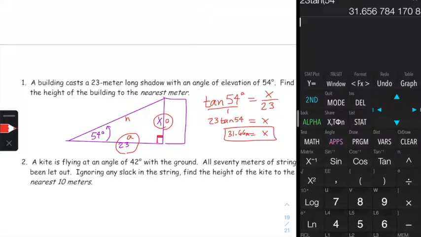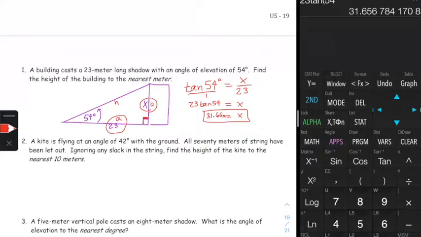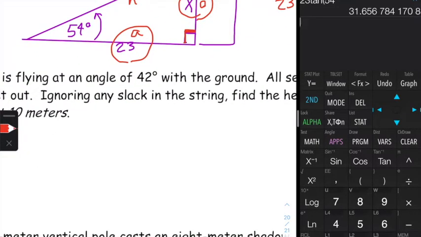Okay, next one here. A kite is flying at an angle of 42 degrees with the ground, so that's an angle of elevation. And all 70 meters of the string have been let out. Ignoring any slack in the string, find the height of the kite to the nearest 10 meters, which is kind of weird, so we'll talk about that in just a second. But yeah, so you got a kite.